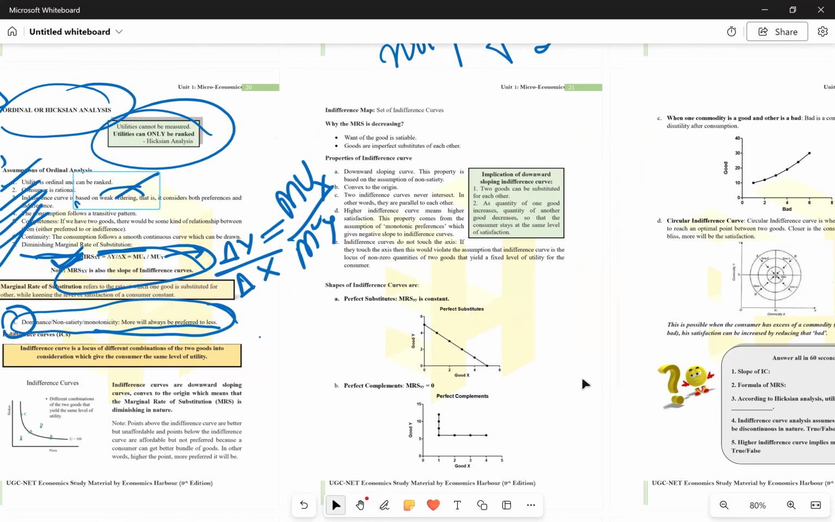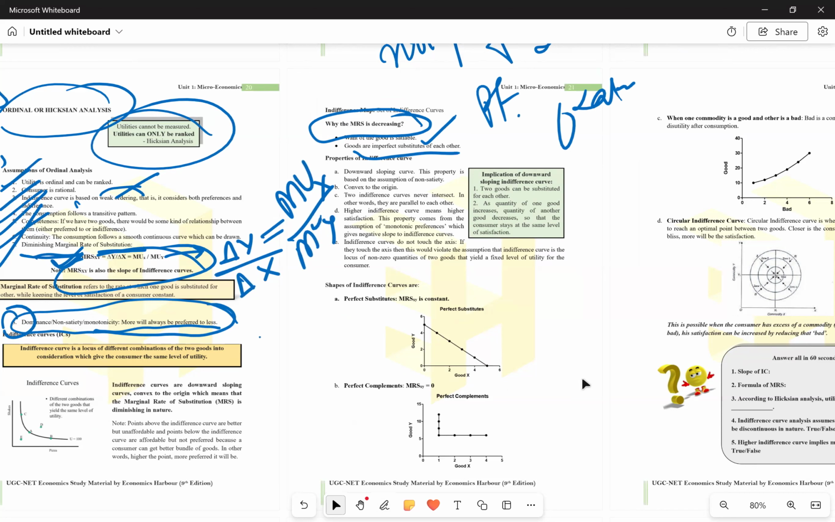Now, we are saying that MRS is decreasing in nature simply because you are able to satisfy each and every want. As you consume a commodity, you are reaching a point of satisfaction. And also, the goods are imperfect substitutes of each other. For example, you are eating roti or rice.